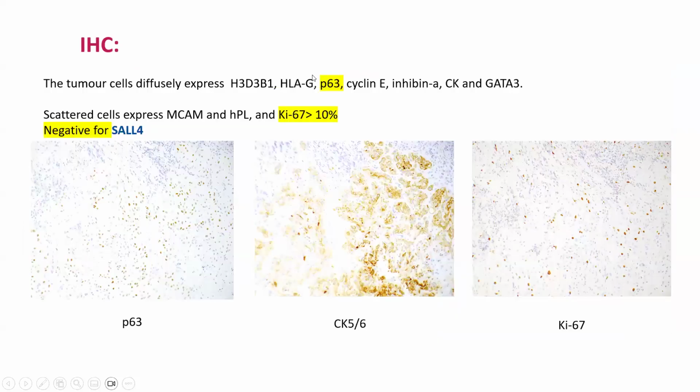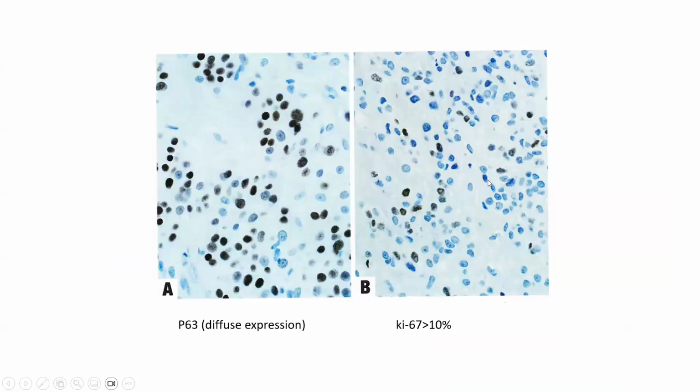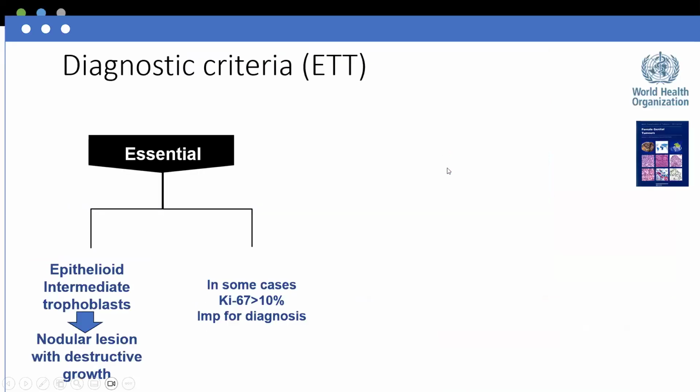What about the IHC? We prefer to go for the P63. We have again a long panel that we can use. P63 is a really nice one. The Ki67 is again elevated, and as I told you, cytokeratin 5/6 may take the stain. That's the P63 positivity, and that's the Ki67 more than 10%. Okay, that's all we need for the diagnosis.